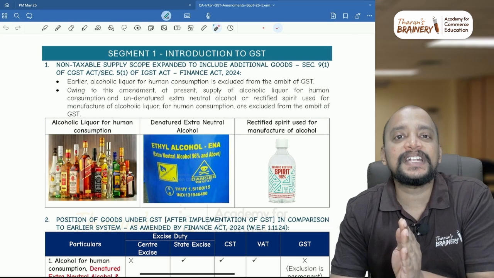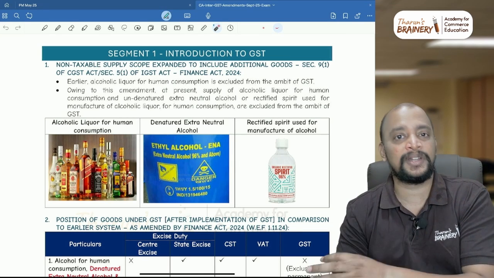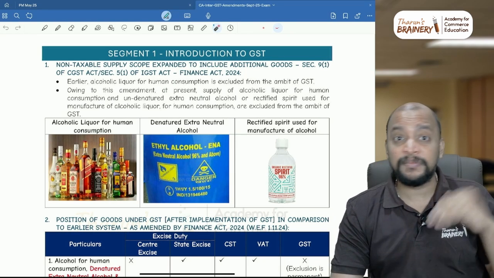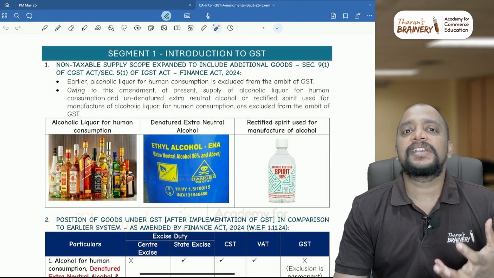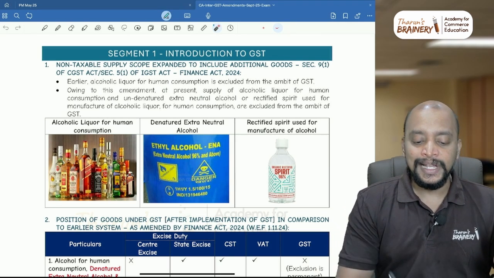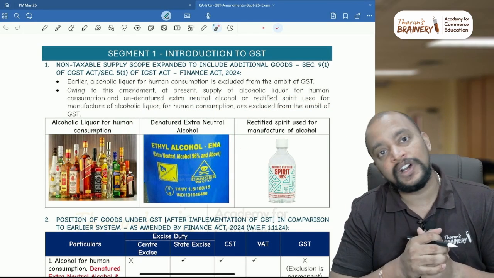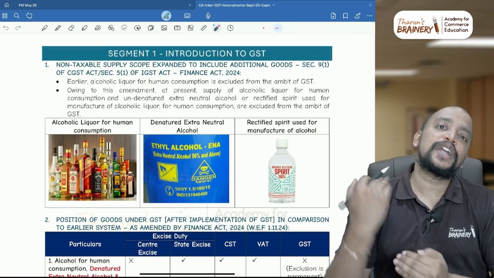Alcoholic liquor for human consumption is non-taxable. Non-taxable means it will be coming under exempted. When it is non-taxable or exempted, I cannot take ITC on my inward supply, correct? But the major raw material for making alcohol is these two: denatured extra neutral alcohol and rectified spirit used in manufacture of alcohol. On this, if ITC is not available, that is going to add to the cost.